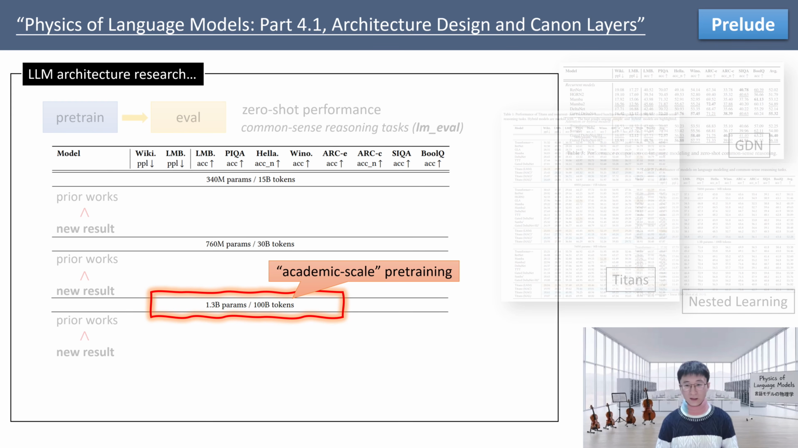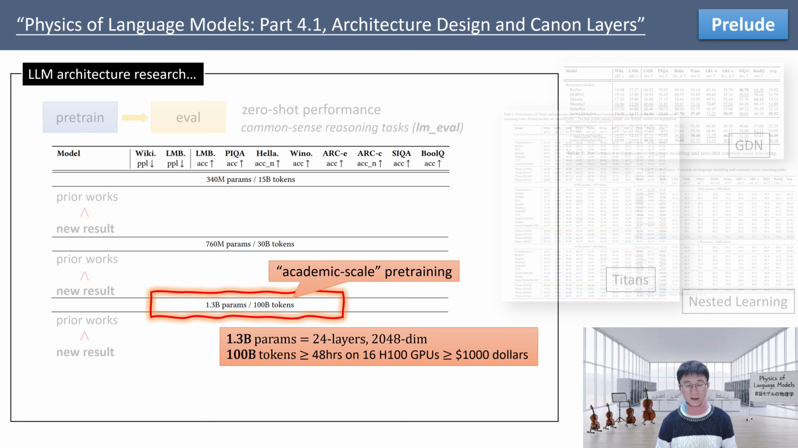I want to give a name to this: I call this academic scale pretraining. On one hand, this pretraining is large enough. By the way, 1.3 billion parameters really means, for instance, if it's a transformer, 24 layers and 2,000 dimensions. And 100 billion tokens is already sufficient for you to train a model that can speak basic English, for instance, to answer some Wikipedia questions. This already takes, say, $1,000 at the minimum to pre-train.